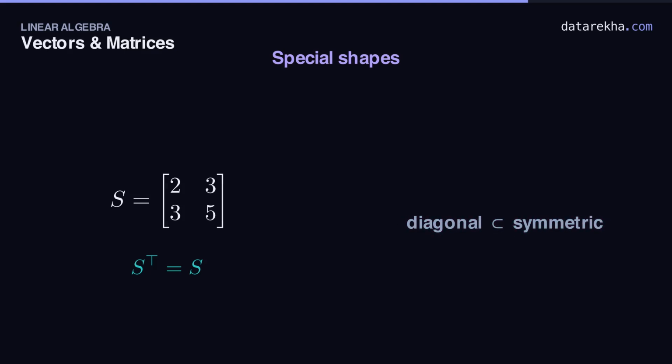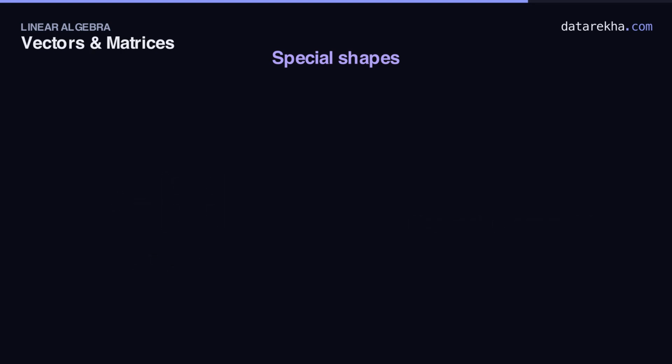Every diagonal matrix is symmetric. Its mirror image is trivially itself. But a symmetric matrix can carry non-zero off-diagonal entries, like these 3's. Symmetric is the bigger family. Don't confuse the two. Last, triangular matrices.